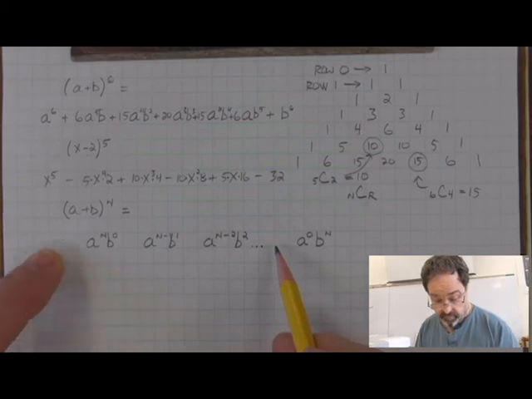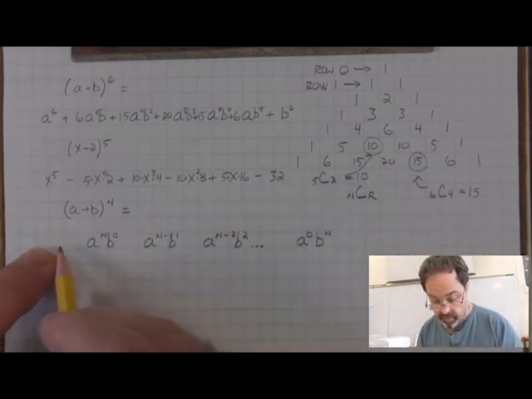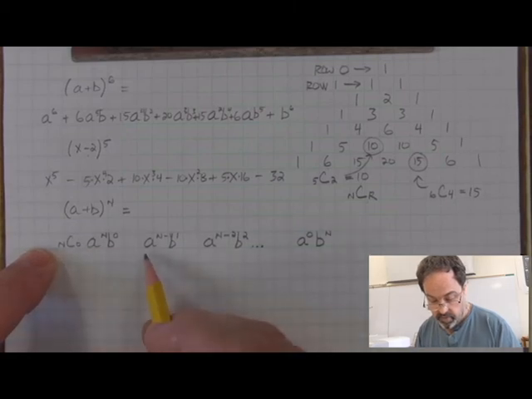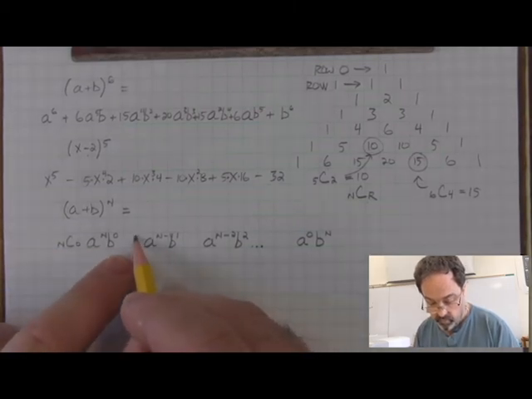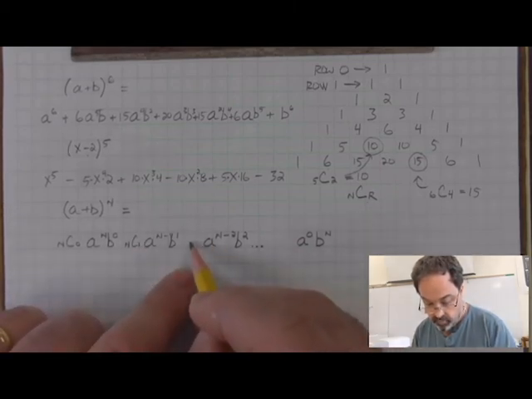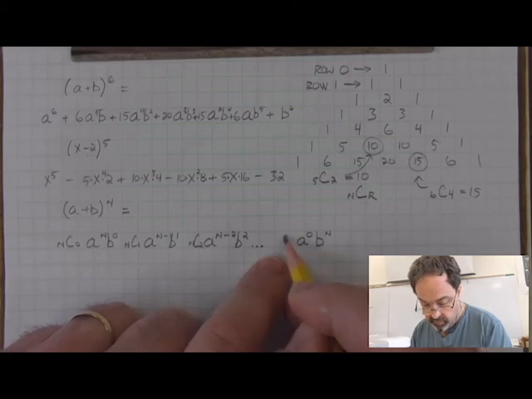The coefficients then are going to come from Pascal's triangle. The first term will have a coefficient in the nth row in position 0. The second term will be in the nth row, but position 1. And this term then will be in the same nth row with a position of 2. Till finally we get to Pascal's triangle number in the nth row and the nth position.